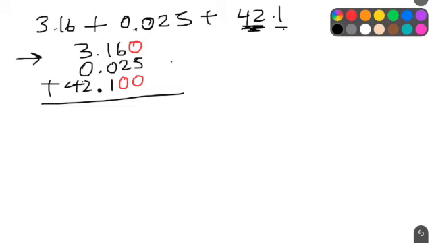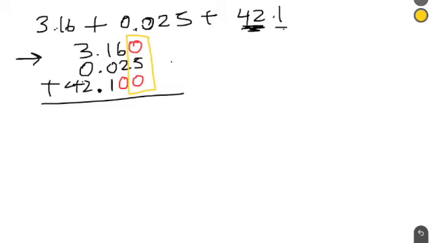We start with the furthest right place value. 5 plus 0 plus 0 is equal to 5. We move on to the next one. 6 plus 2 is 8 plus 0 is 8. Move on to the next. 1 plus 0 plus 1 equals 2. Move on to the next, which is the decimal point. We want to bring that down. And then we move on to the next one, which is 3 plus 0 plus 2 equals 5.